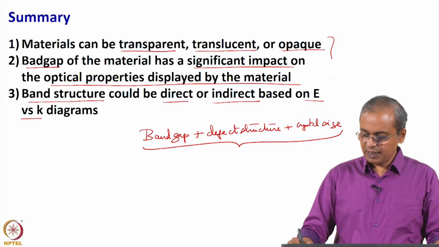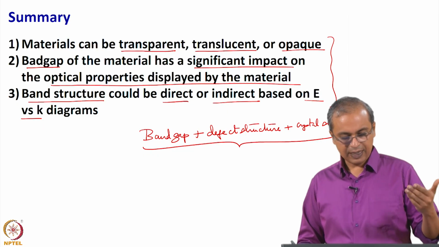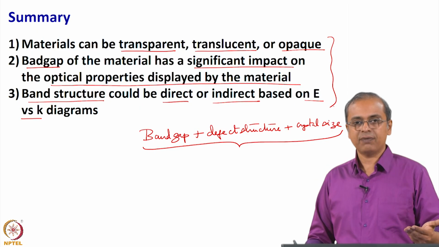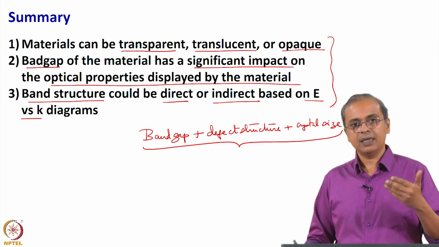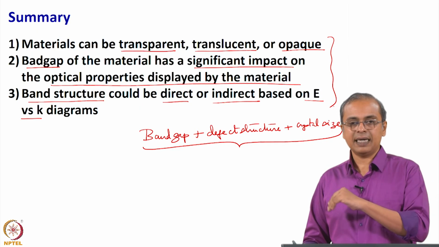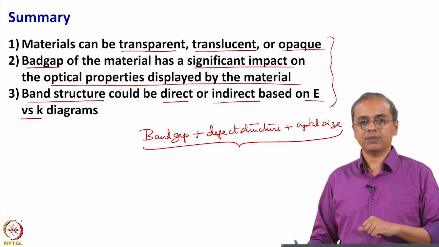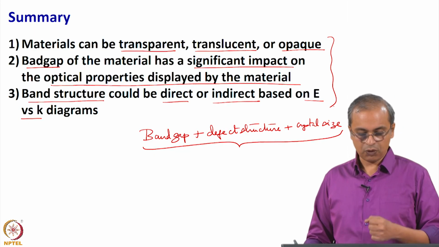So, these three are major conclusions here, that they can have different properties, the band gap can have an impact, and band structure including whether it is direct, indirect and any other defect structure that is present gives us the overall picture of the optical properties.